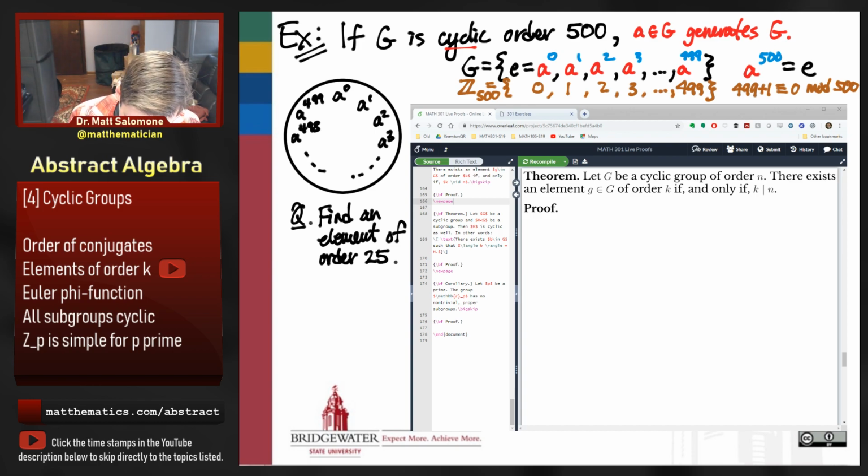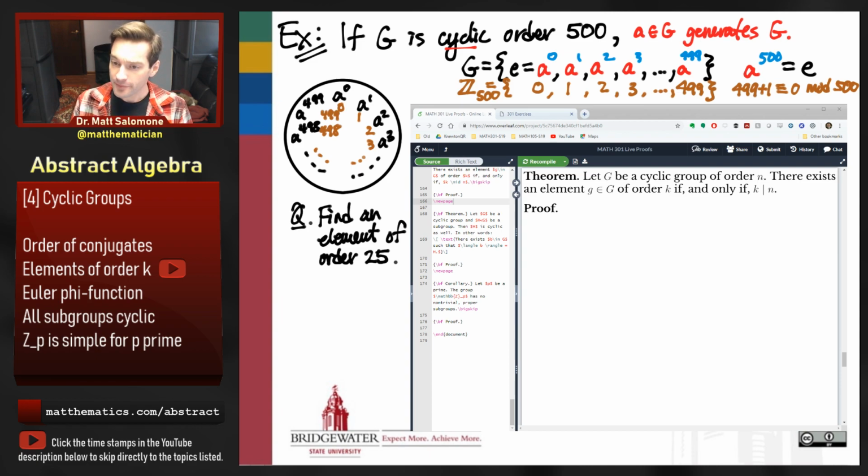And so Z500 can also be thought of as a clock group with just the numbers 0, 1, 2, 3, going around the clock, coming up to 498, 499. And then I add one more hour, I get back to 0. Right? So rather than starting by trying to find an element of order 25 in my abstract cyclic group of order 500, I'm instead going to ask, how do I find an element of order 25 in the additive group Z500? Answer that simpler question first, and then we'll take that question back to the abstract context.